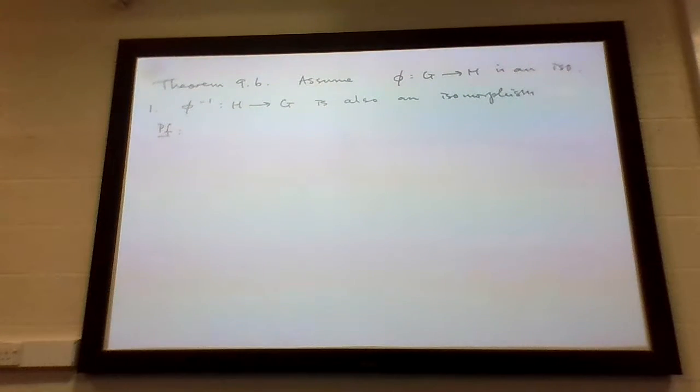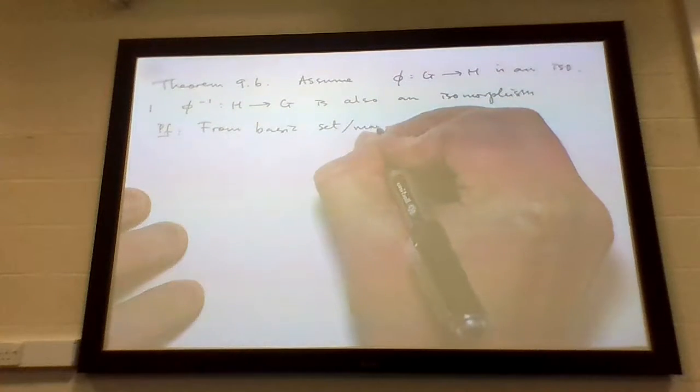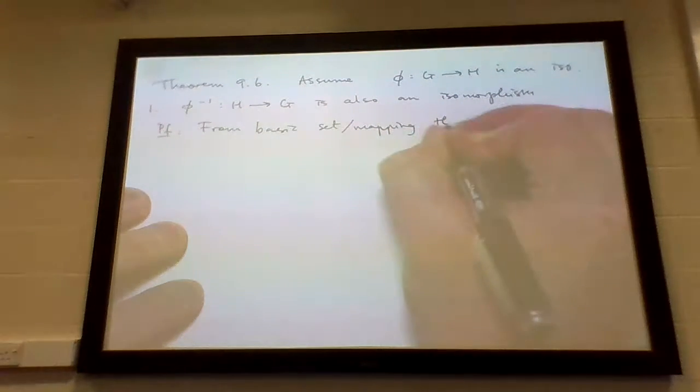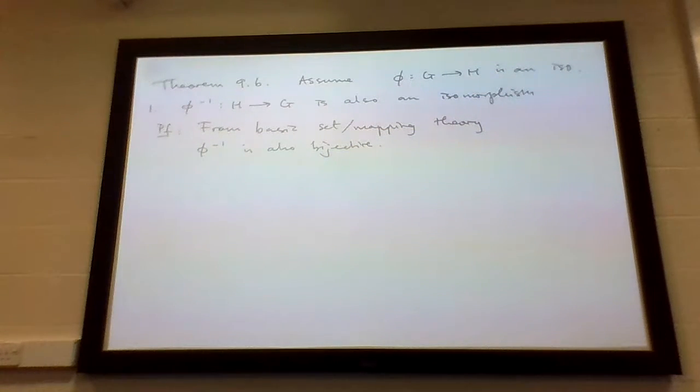Yeah. Okay. The map is one-to-one and onto, then so is its inverse. So we can just say from basic set mapping theory, phi inverse is also bijective. Okay, we won't go into any more detail on that. But what about the isomorphism property?